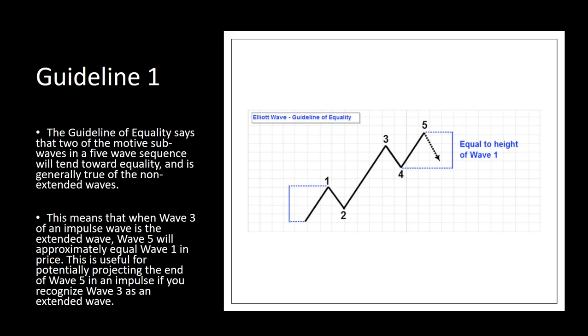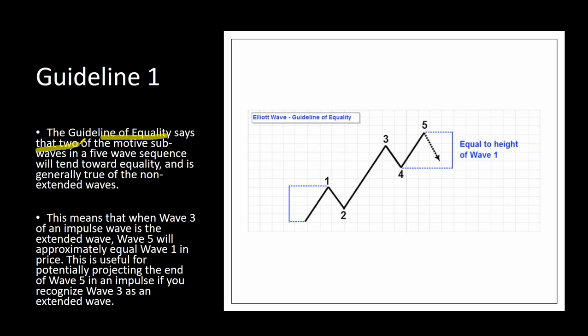So guideline 1 is called the guideline of equality. And these are very, very important because they will help you also identify the subwaves and also later help you decide where you put your stop loss and your take profit points.